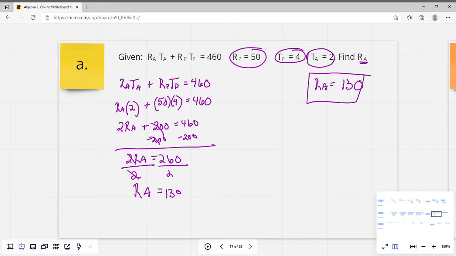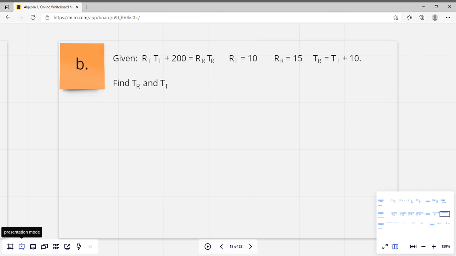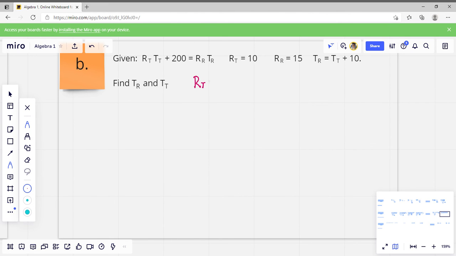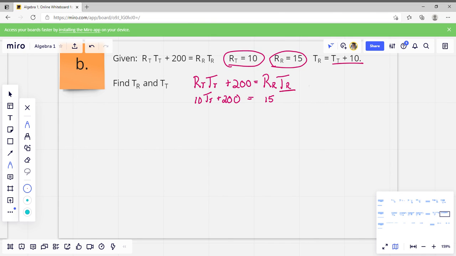Alright, let's do the next one, B. So our base equation is RT TT plus 200 equals RR TR. Over here we've got RT is 10, so we'll put that in right here. Then RR is 15, we'll put that in right there. And then we've got TR is TT plus 10. So we're going to leave this TT and this 200, and when we get to TR, we're going to put in TT plus 10. I just took this value and subbed it in for that.